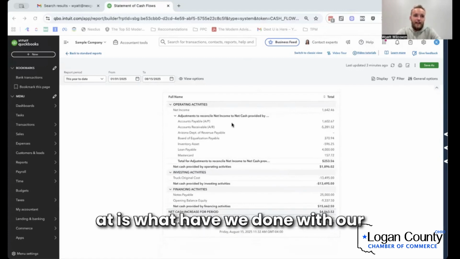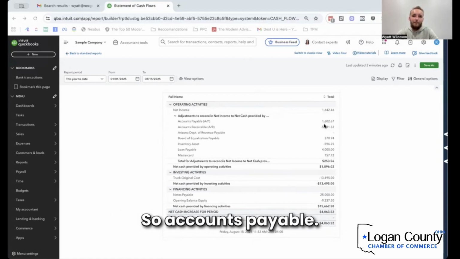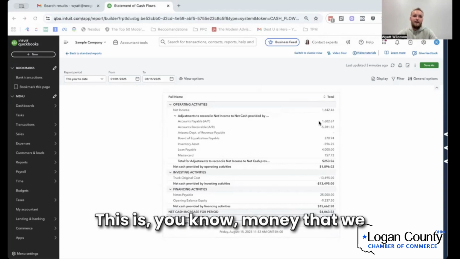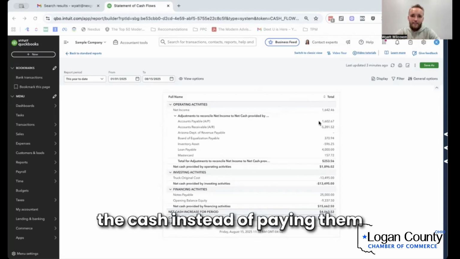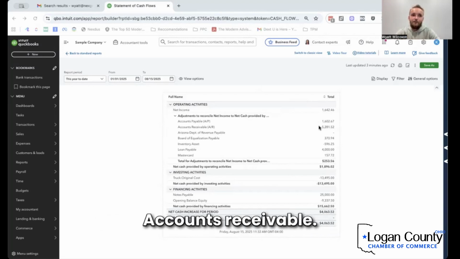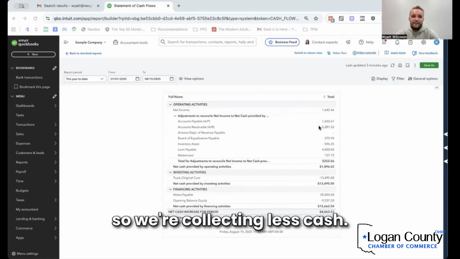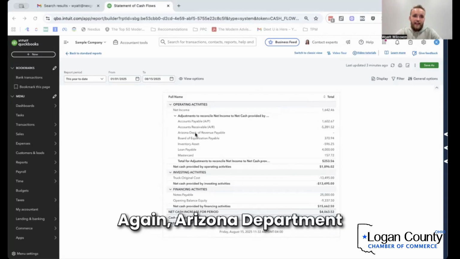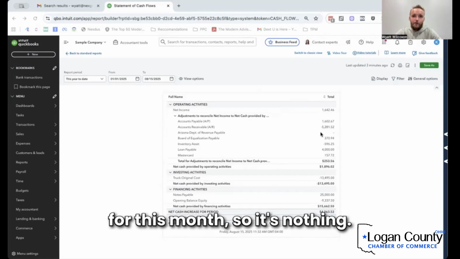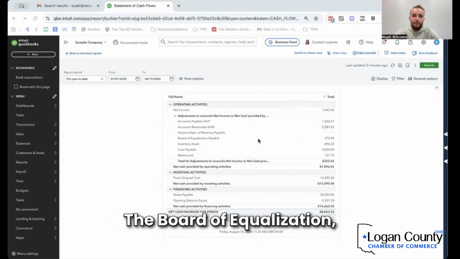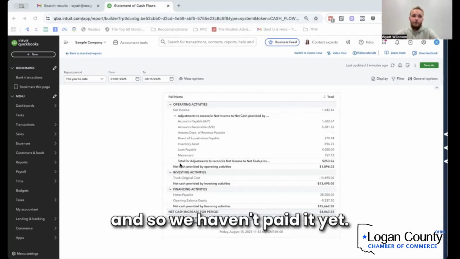The next thing we're going to look at is what have we done with our cash this month and where is it? So accounts payable, this is money that we owe to vendors and we're holding the cash instead of paying them yet. So we're conserving cash. Accounts receivable, these are unpaid invoices from customers. So we're collecting less cash. Again, Arizona Department of Revenue payable, there was no activity for this month, so it's nothing. The Board of Equalization, we owe this money to them, and so we haven't paid it yet.